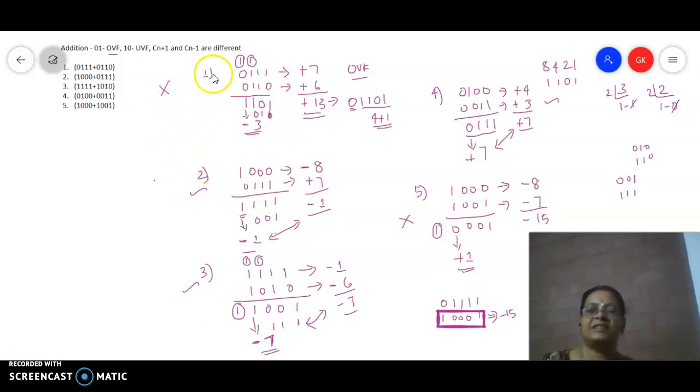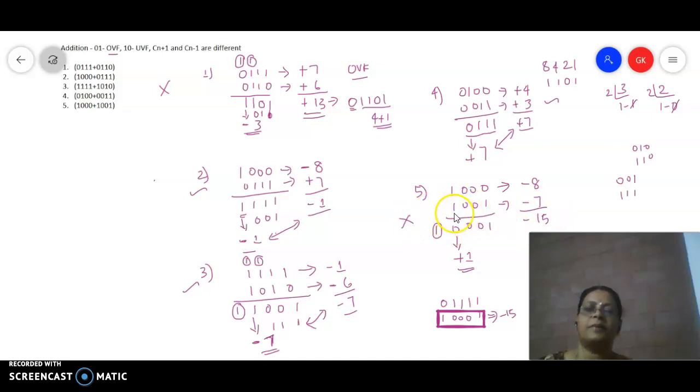So the first case, if you just see, is an example for overflow, because with 4 digits at the maximum you can represent only up to +7. So you have got +13, it needs 4 digits, it needs one more digit extra. So this is going to be an example for overflow. And here we have got -15. At the maximum you can represent only till -7, so it exceeds the range. Okay, so this is an example for underflow.